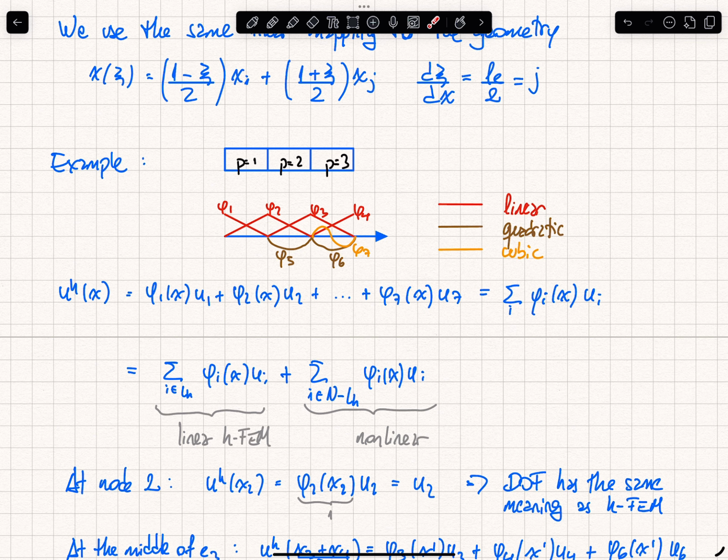It's a quadratic function. So which node are you going to associate to that function? Well, obviously, you would say, let's take the middle node, right? Because then that is the highest value of the function. So if we continue logically from our h-FEM mindset, you would associate the middle node with that quadratic function, right? All right, now let's take a look at phi7.